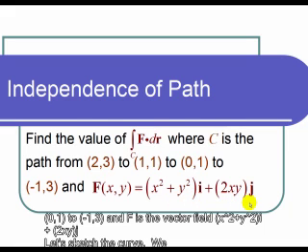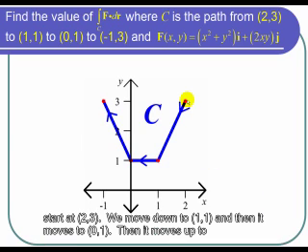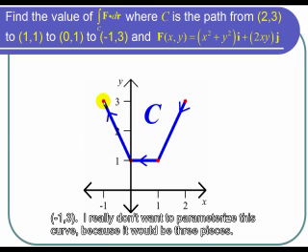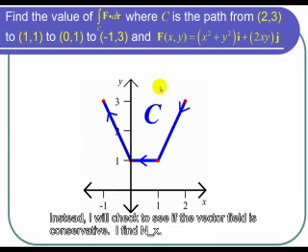So let's sketch the curve. We start at (2, 3). We move down to (1, 1). And then it moves to (0, 1). Then it moves up to (-1, 3). I really don't want to parameterize this curve because it would be three pieces. Instead, I'm going to check to see if the vector field is conservative.